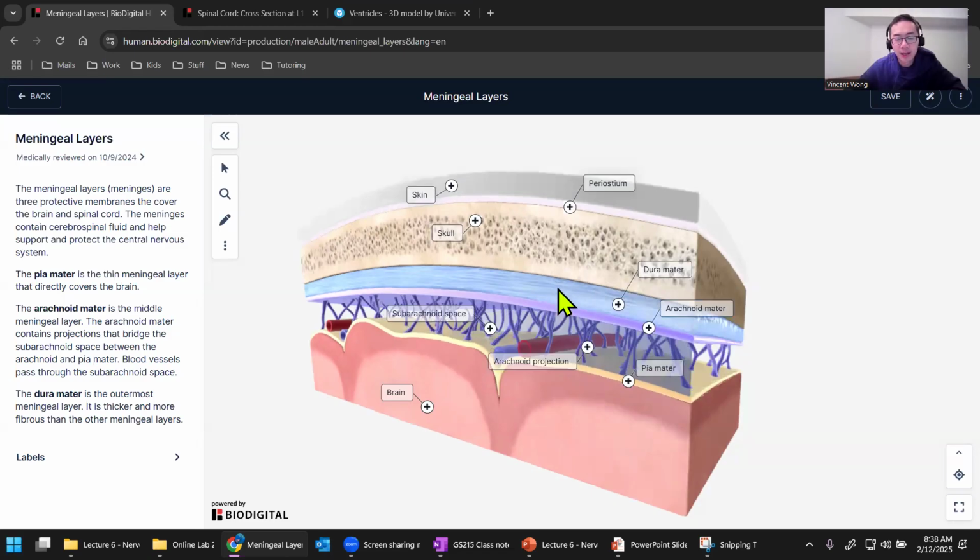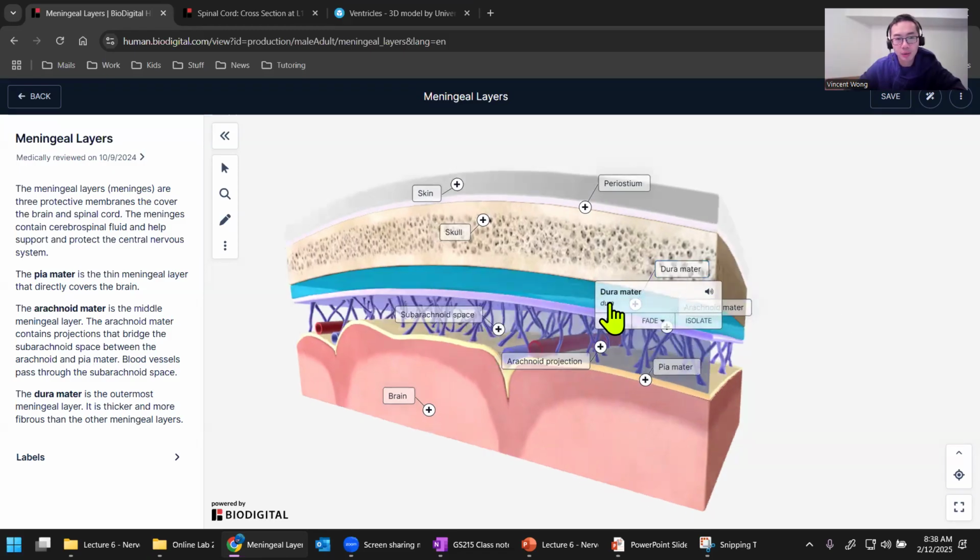Starting at the most superficial layer, we have the dura mater. Okay, please note the spelling. This is M-A-T-E-R. It's not meta, it's mata. Dura mater. And the dura mater is actually two separate layers that are fused together. More on that in a bit.